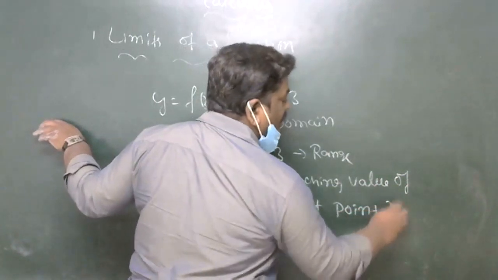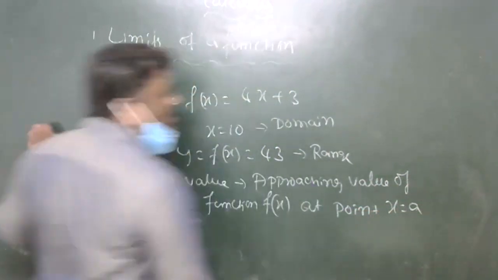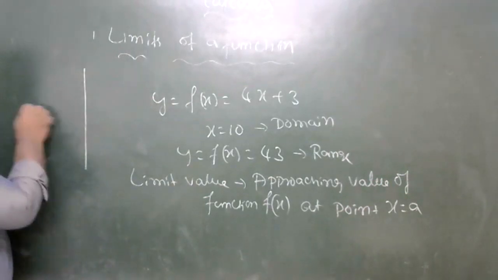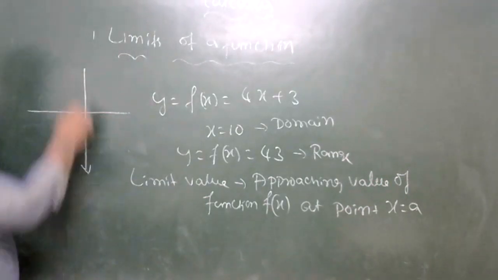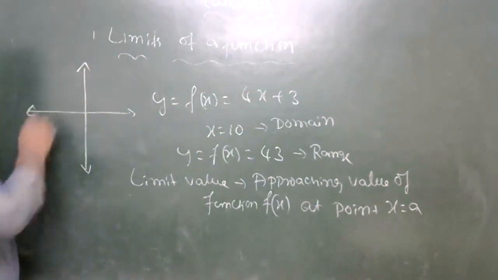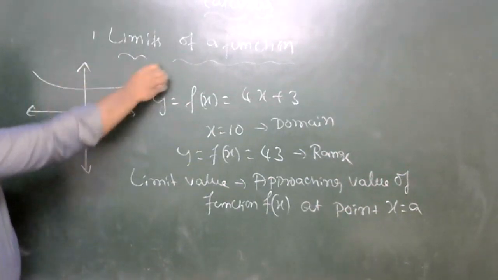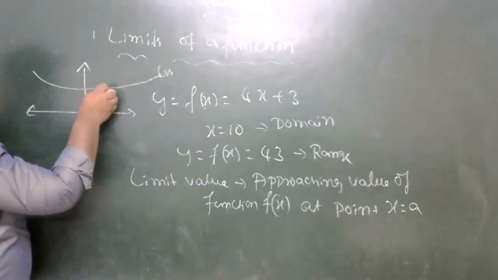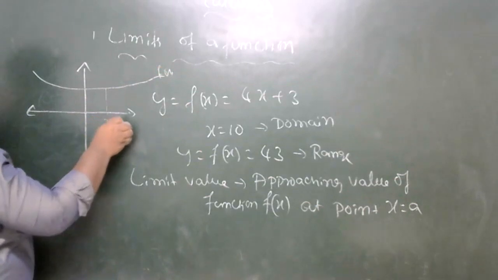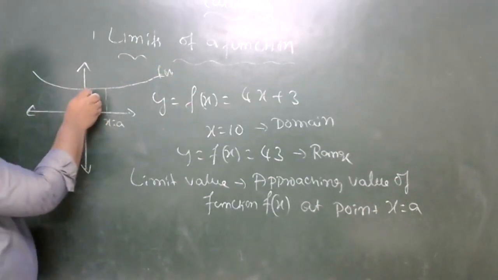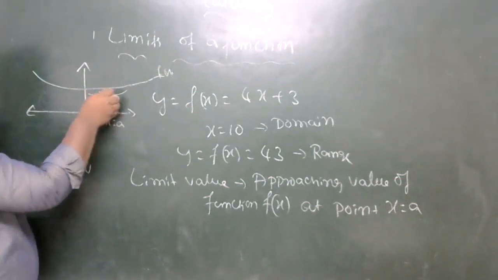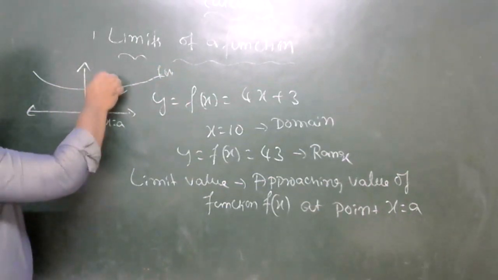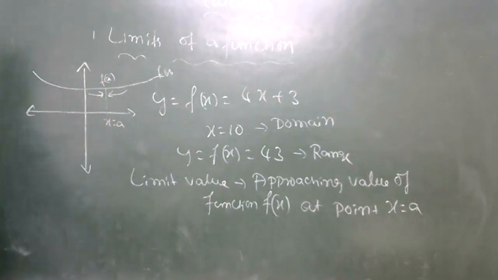point x is equal to some a, where a is a constant. For example, if you are going to draw a graph for a function, the graph is coming like this, okay, this is f of x at some point x is equal to a. So how it is going to approach us from left side and also from right side, okay, so that value is called as limit value.